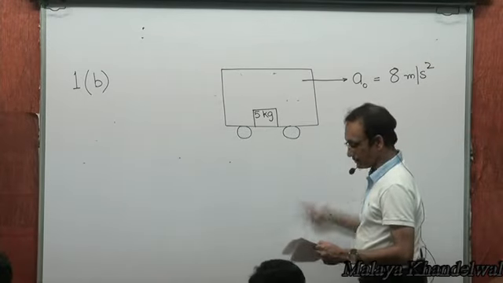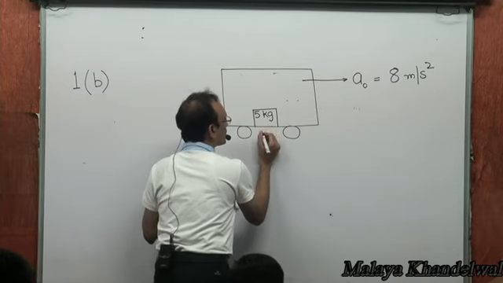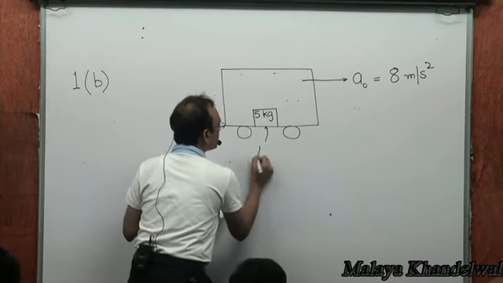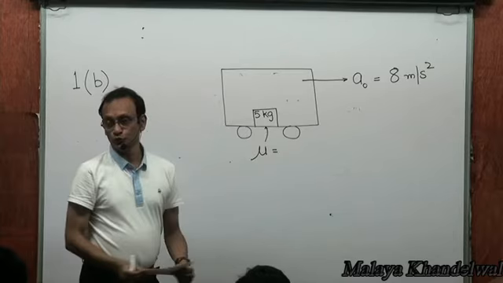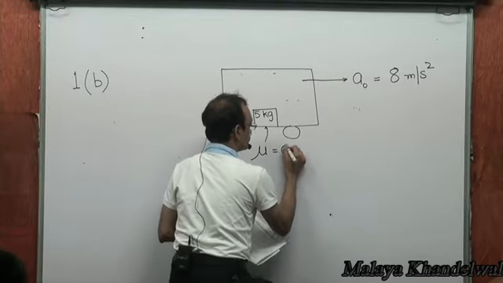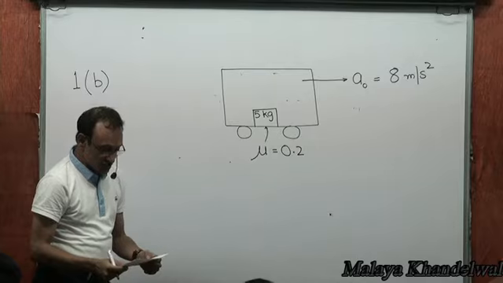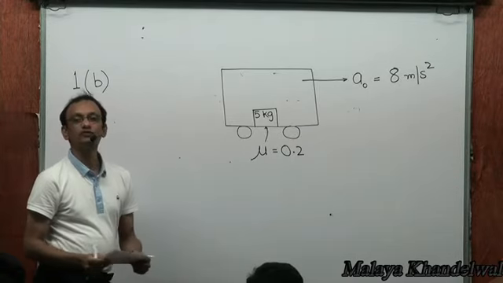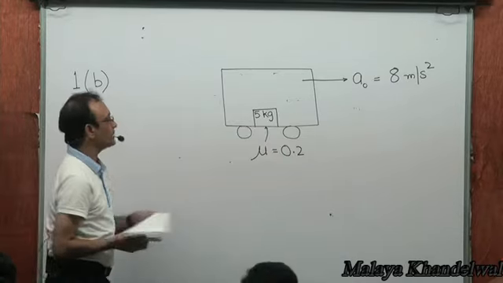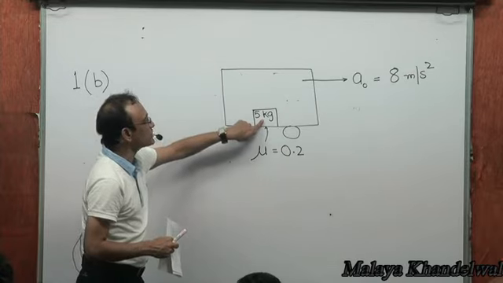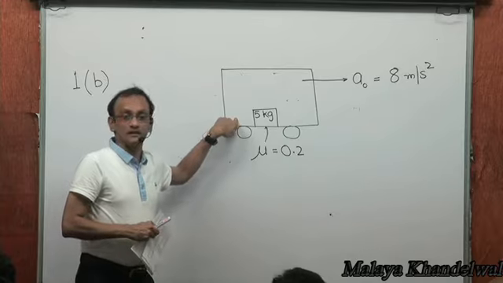This is the cart, right? That's given. The coefficient of friction between the block and the cart is given to be 0.2. Determine the distance traversed by the block with respect to the cart in 5 seconds. Let's analyze this first. We want to be able to obtain the distance traversed by the block in the cart frame of reference in 5 seconds. Clear?